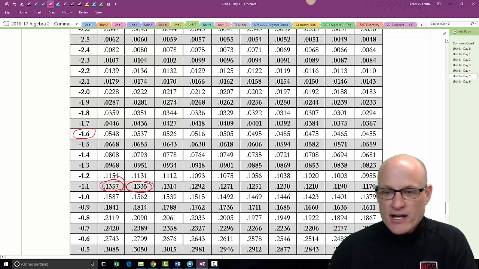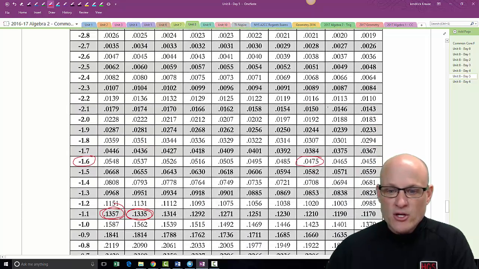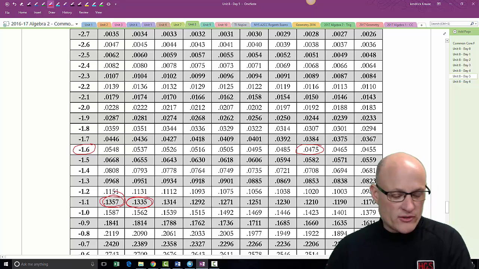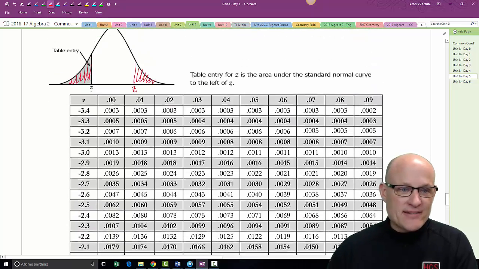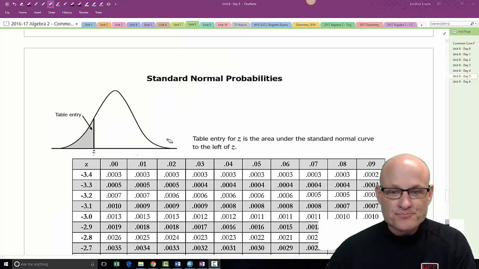1.67. Let's see, that's 987 right there. Right? Is that 1.67? 1.67. So 0.0475. 0.0475. Remember, that's this tail right here. 0.0475. That means about what, 5%?